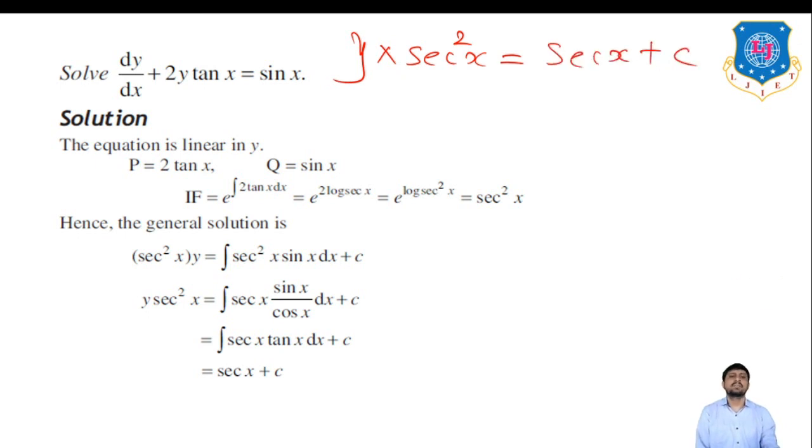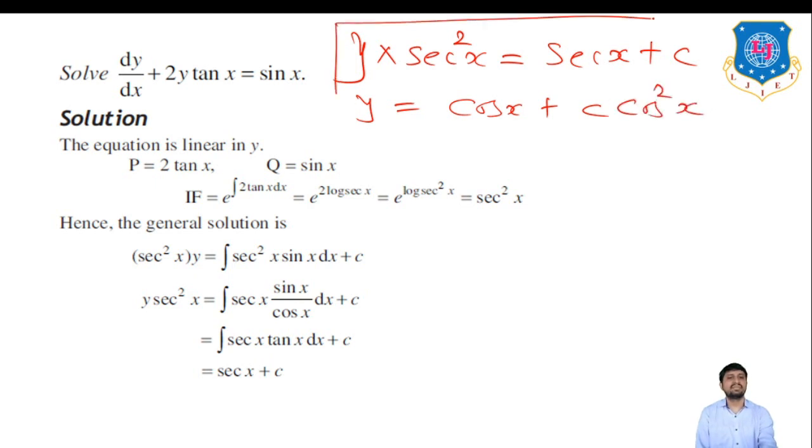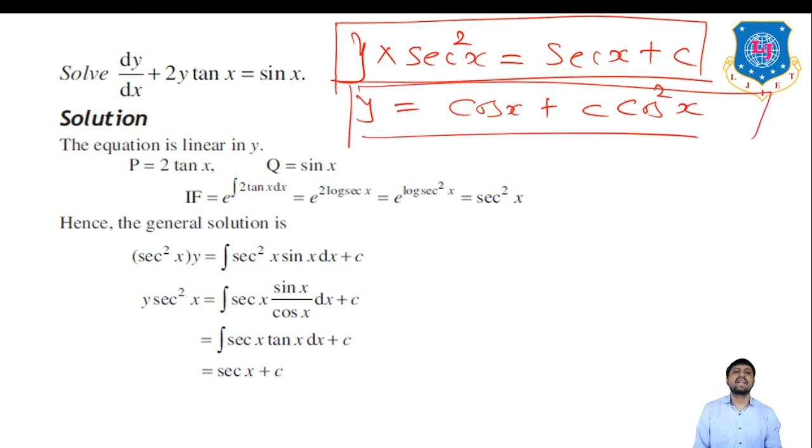Suppose you want to calculate one more step. So sec square x, you can take to the right side. Then you will get y equal to sec x upon sec square x, so 1 upon sec x is cos x, plus c upon sec square x, so I can write cos square x. But the previous term is also valid, and this is also correct. Both are the same. Clear? So y into sec square x is equal to sec x plus c.